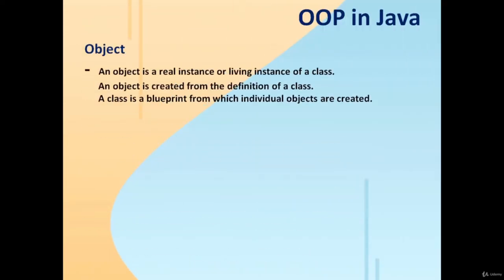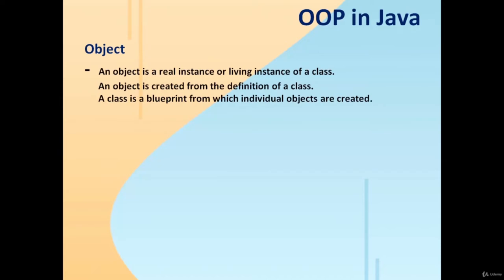Now, when you talk about an object, we have seen an employee. We created an employee type data, that is the class. Now, I am an employee. My name is Sunil. I have my own employee number. I have my own salary. I have my own designation. So I am an employee type.